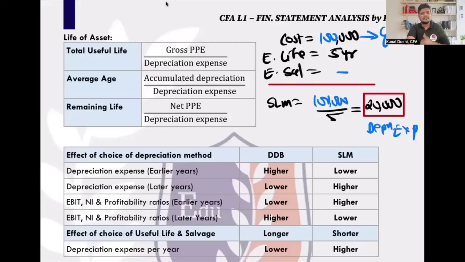Got it? Everyone? Now, I did this to help you understand how to derive the life of the asset. So imagine this situation, everyone, and tell me what is the total useful life that I've given you already?